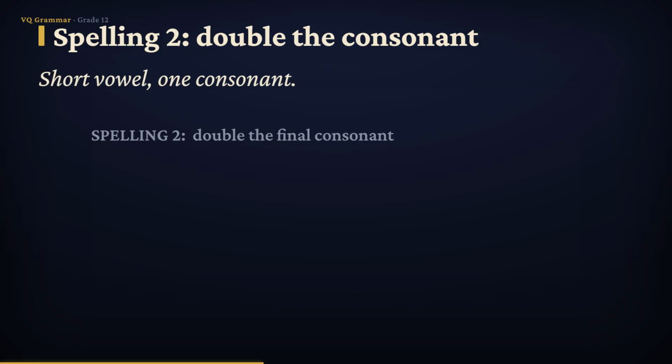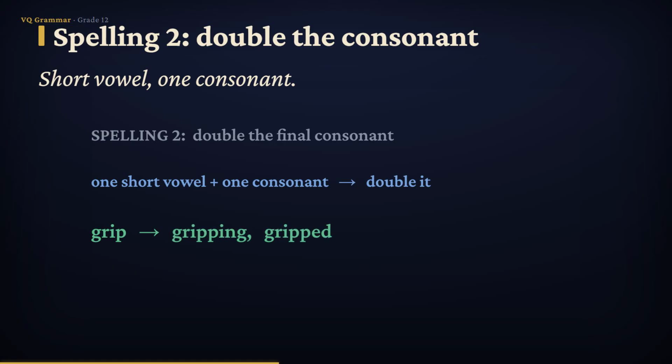The second spelling situation is doubling. When a 1-syllable verb ends with a single short vowel followed by a single consonant, that final consonant doubles before you add ing or ed. Listen to the verb grip. The I is short, and there's exactly 1 P on the end, so we double that P. Gripping and gripped. Same with stop, stopping and stopped. Same with plan, planning, and planned.